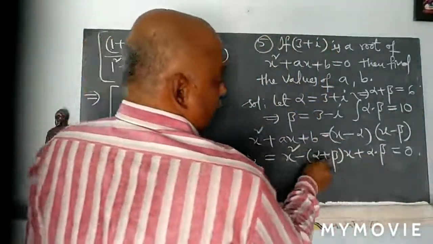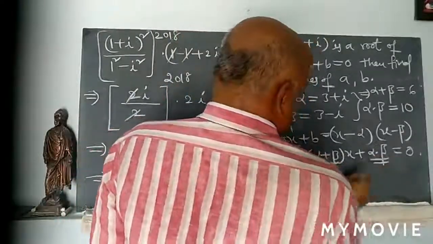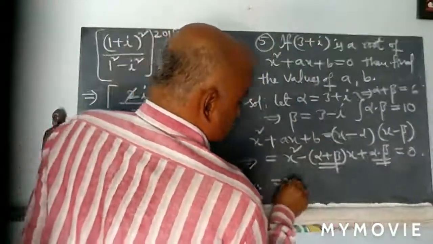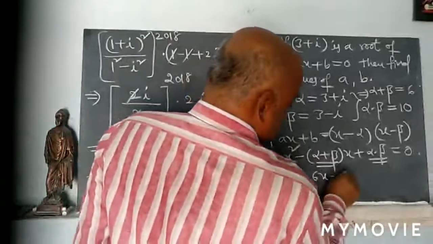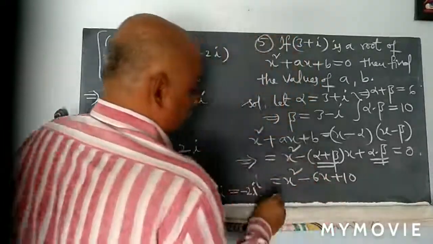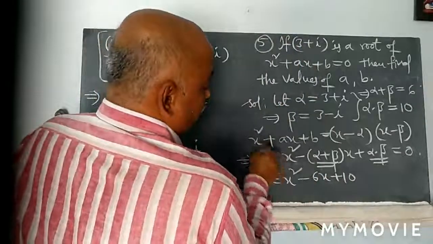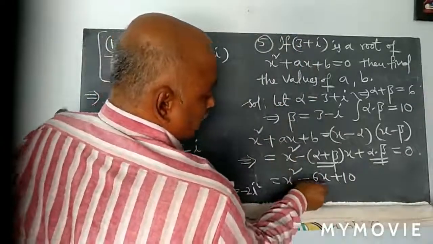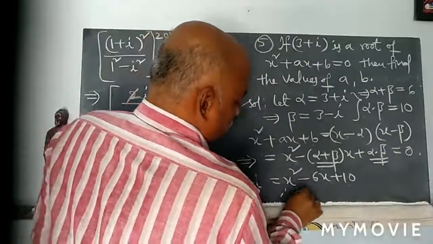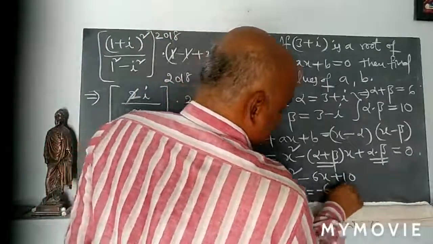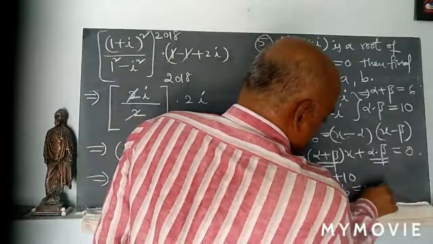Substituting the alpha plus beta value and the alpha into beta value, this is equal to x square minus 6x plus 10. Therefore, a is equal to minus 6, b is equal to 10.